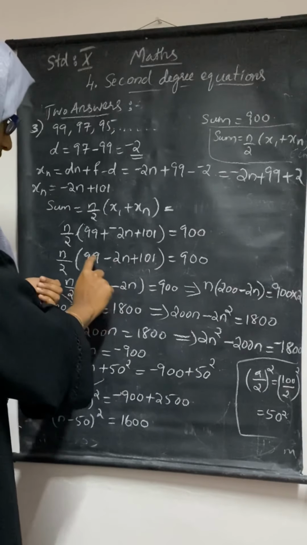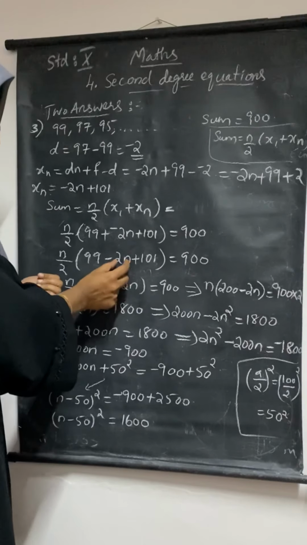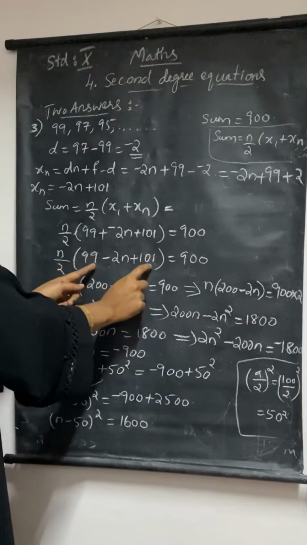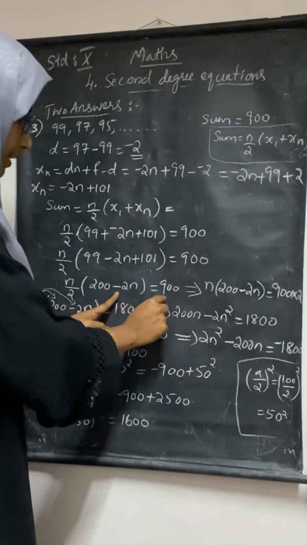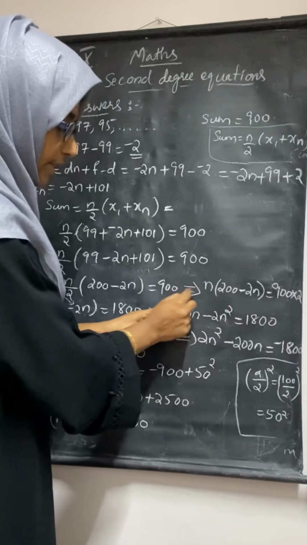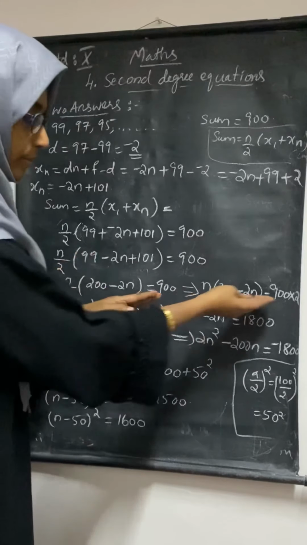Now 99 plus 101 is how much? That you have to add, because we can't add the term with the alphabet. So without alphabet, the numbers we have to add: 99 plus 101 you will get 200, minus 2n. The same, you write 900. I am putting an arrow mark; that means this is the next step. I don't have place, so I am writing like this.